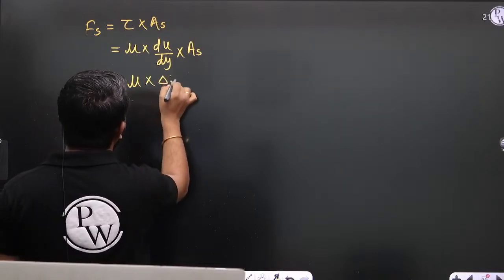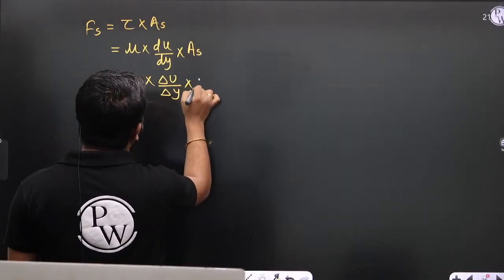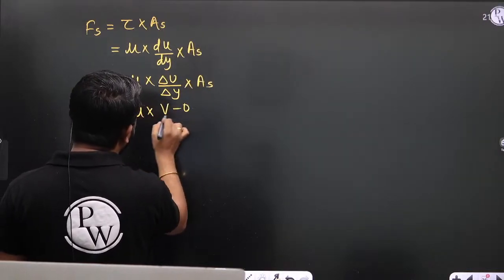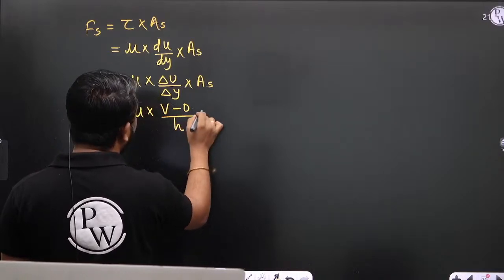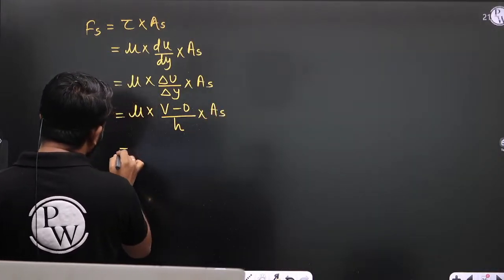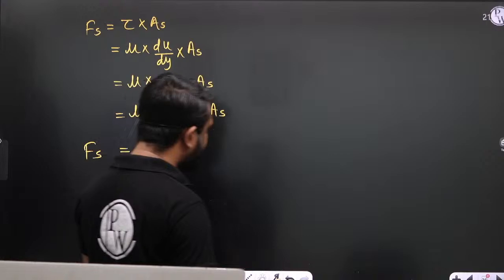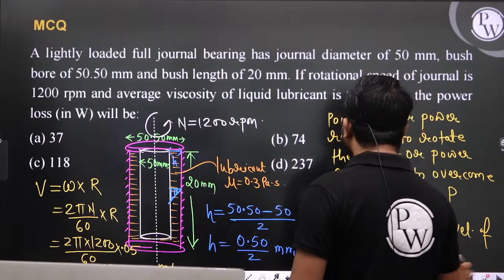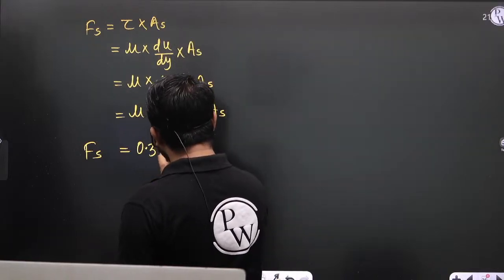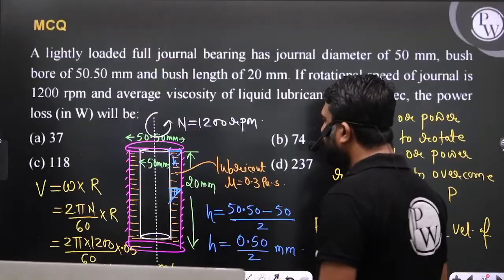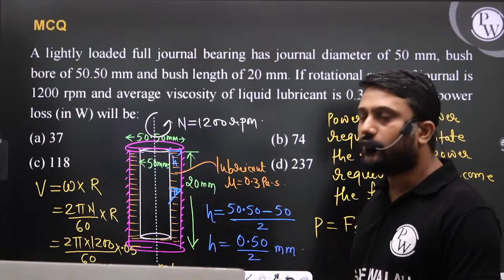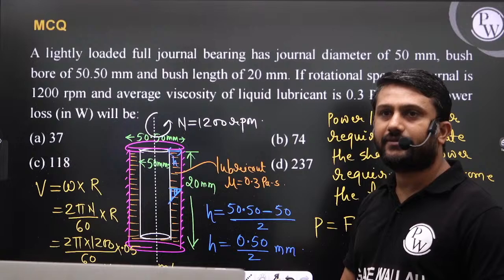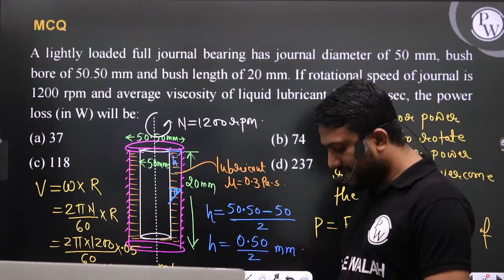Now we know the velocity profile is linear. So simply we can write delta u by delta y into As, and we can write mu into v minus 0 divided by the gap, the radial clearance, into As. Now put the values and calculate Fs. So mu is given as 0.3 Pascal second, into. Now what is v? Tell me, what is the tangential velocity of the shaft?